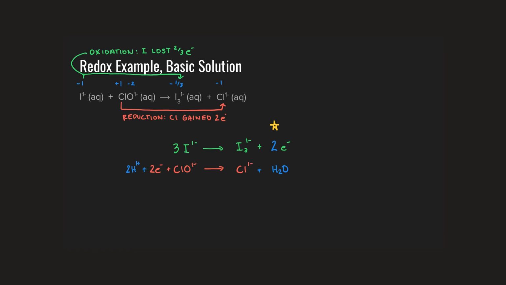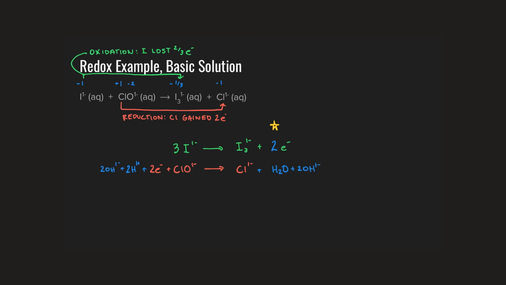Now, remember, in our sequence of steps, there was a next step that said, if you are dealing with a basic solution, the next thing we do is to add an equal number of hydroxide ions to both sides of my equation, equivalent to the number of hydrogens that I just added. So because I just added 2 hydrogen ions to my reactant side, I'm now going to add 2 hydroxide ions to both the reactant and the product side.